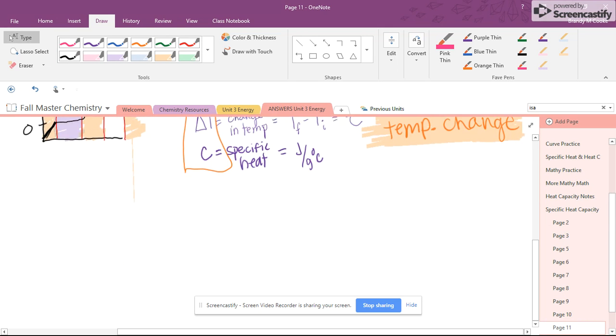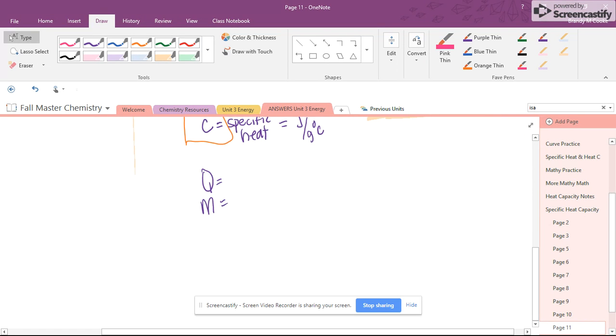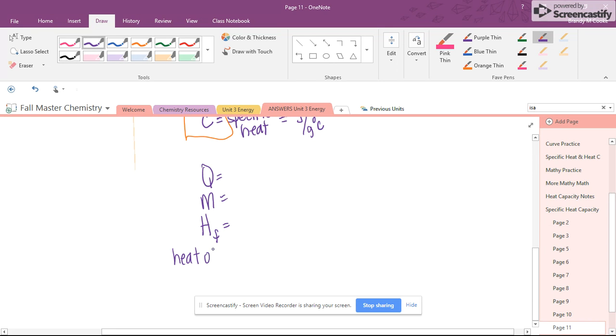So instead, we're going to use, still, hang on, let me get purple. Of course, we're going to still use Q because we're still talking about energy. We're still going to use mass because it matters how much we have. But instead of the specific heat and a change in temperature, we have this constant called the, what is it? Which one? The HF. I did the bottom one, right? Yep. So we have the HF, which is called the heat of fusion.